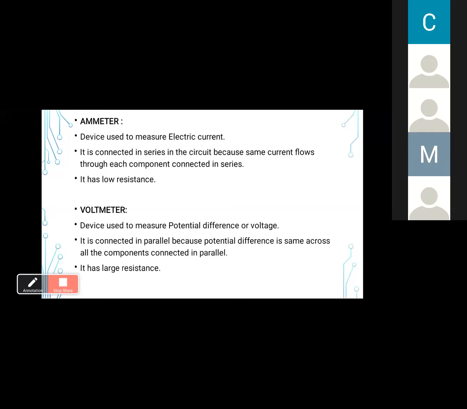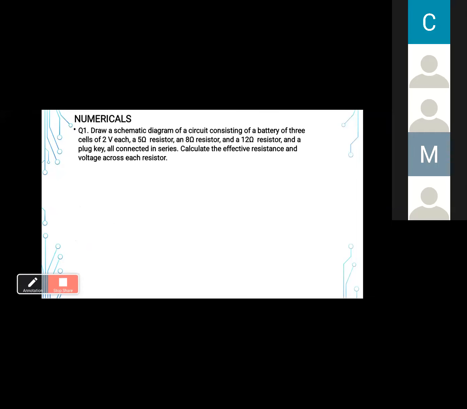So we'll do questions based on these things. Now questions can come to draw the diagram of the circuit also. So you should know, you should draw the ammeter also, voltmeter also, battery also, and the resistance also, and the direction of current. So these things are really important.